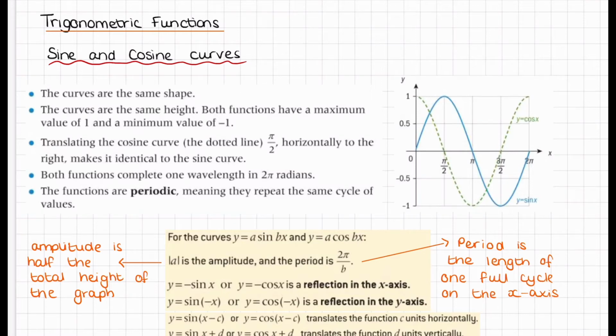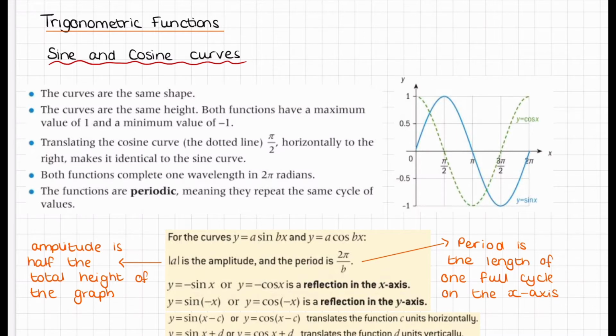Hello everyone, this video is on trigonometric functions and we're going to be looking at the sine, cosine and tangent curves. So I'm going to start with the sine and cosine. The curves of these two are the same shape. They have the same height, both functions have a maximum value of 1 and a minimum value of -1. The only thing that's different is the cosine curve is translated pi on 2 horizontally to the right.